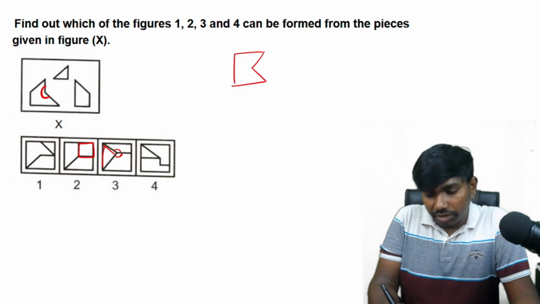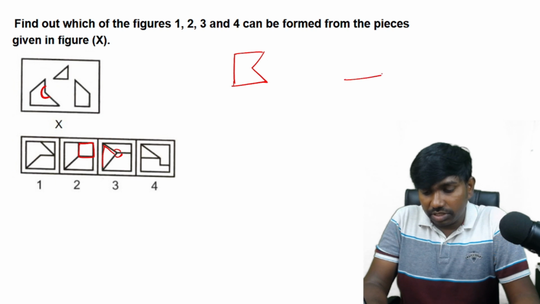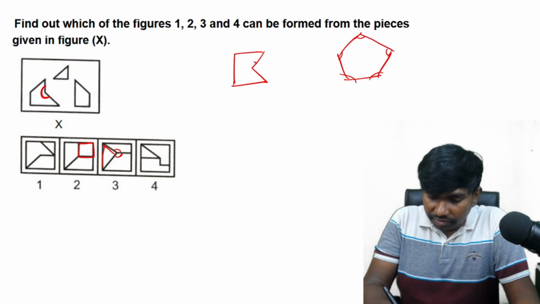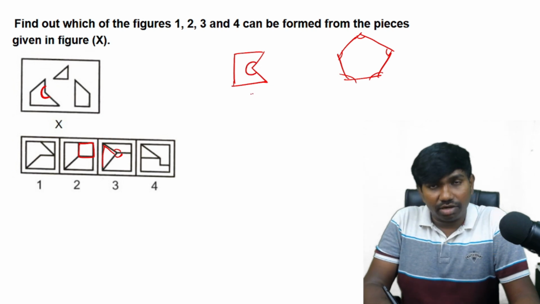Suppose this is a 5-sided figure, a pentagon, and even this one is also a 5-sided figure, a pentagon. Here if you see, all the angles are less than 180 degrees, but in this diagram there is one angle which is more than 180. This is called a concave polygon and this is the convex polygon.